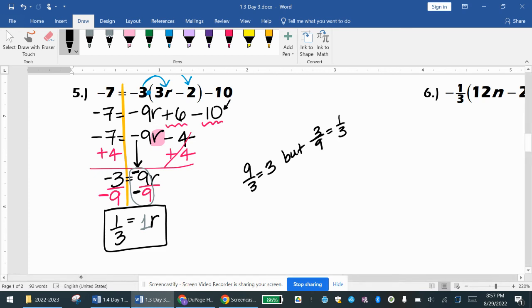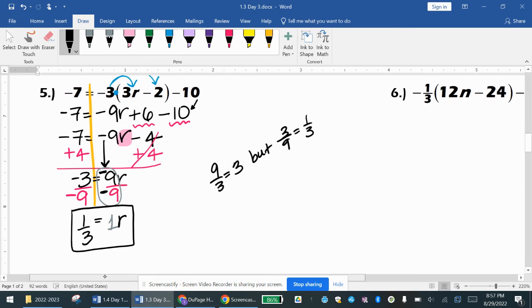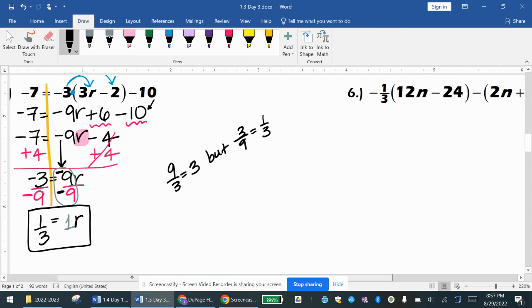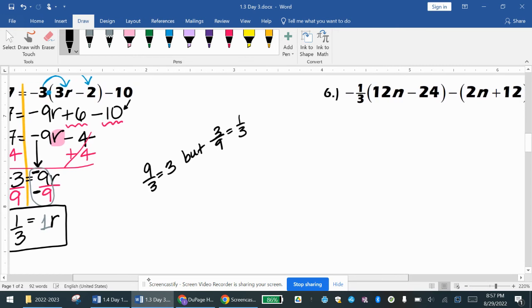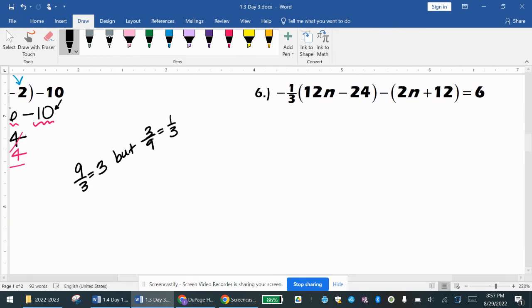Self-check and self-evaluation is a really important skill to have, and not even just in math, but in general, okay? So sometimes you've got to stop for a second and ask yourself, what am I doing? Am I on the right track?